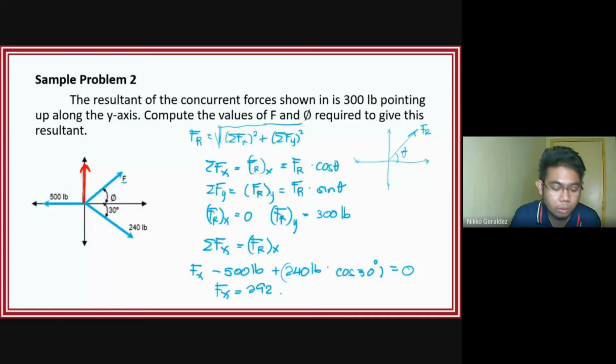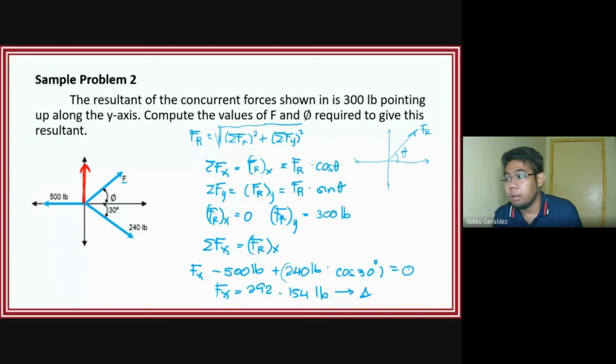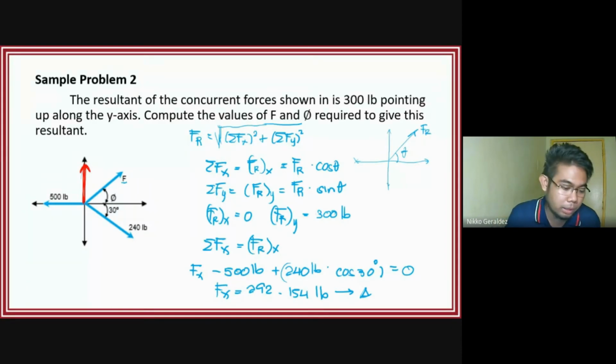Ano sagot? What is the x component? So that is positive 292.154 pounds. So store natin sa calculator, store at A. Okay. The next, solve for the y component.